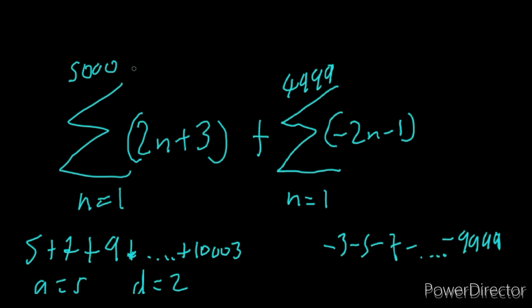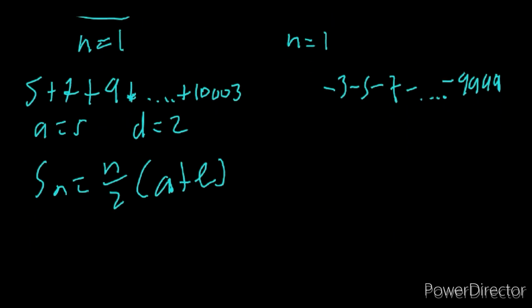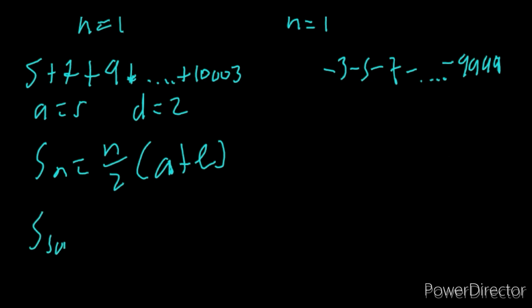But from the fact that it starts from 1, we can already see that the number of terms is 5,000. If it starts from 1, the number of terms is the same as the value on top. So the sum of 5,000 terms is 5,000 over 2, times A, which is 5, plus our L, which is 10,003. So that's what we have.